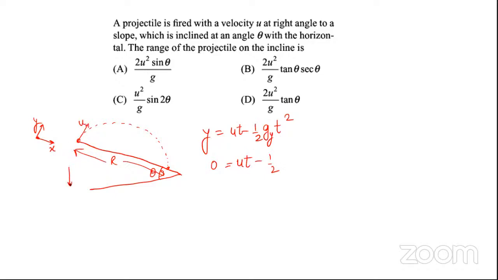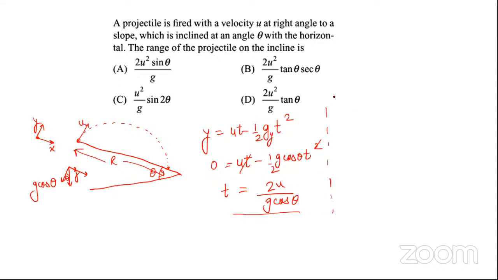Now g is in this direction downwards and we want to take it in this. So what does it become? This will be theta, and in the y direction the component of g will come g cos theta. So this becomes g cos theta into t square. 0 here, so we can cancel out 1t and we find the value of t from here, that is 2u by g cos theta. Alright, this t will be useful for us.